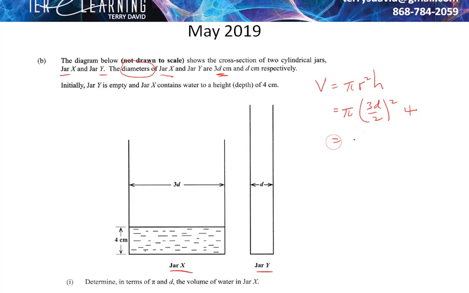So that'll give me pi. When I square this, I'm going to get 3 3s are 9, d squared over 4, multiplied by 4. This 4 will cancel with this, so I'll end up with 9 pi d squared as my volume of the water. And that unit will be cm cubed because it's volume. Right, so that's the volume there.